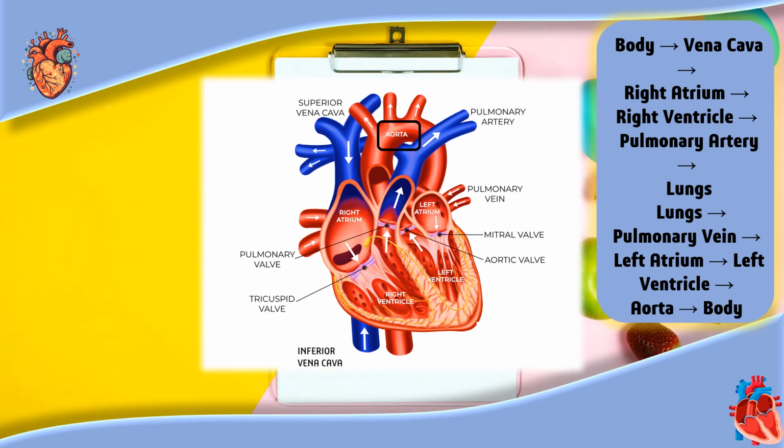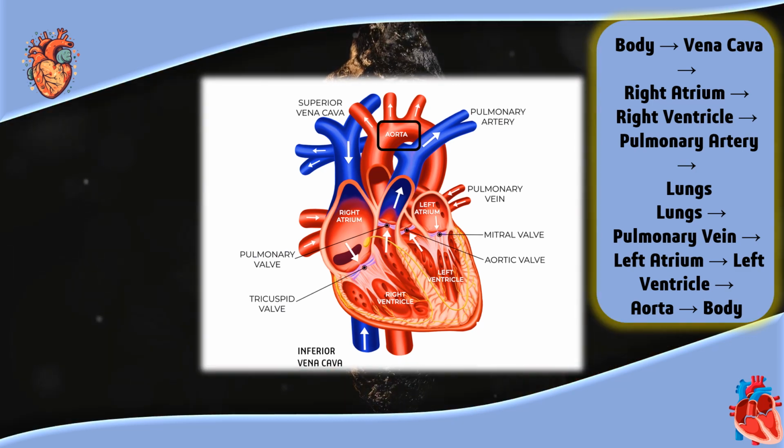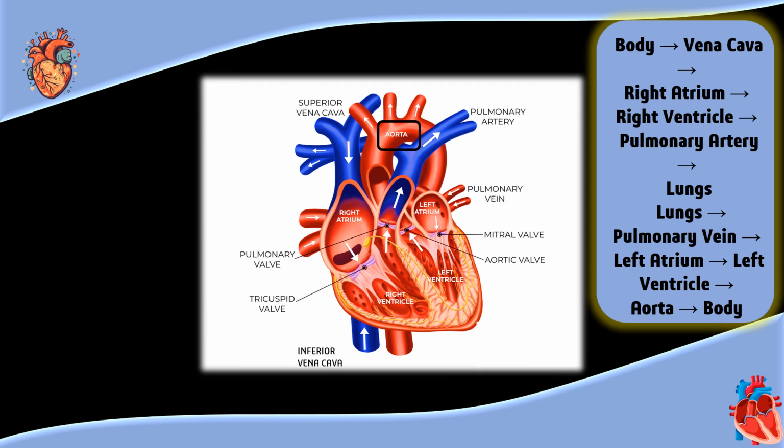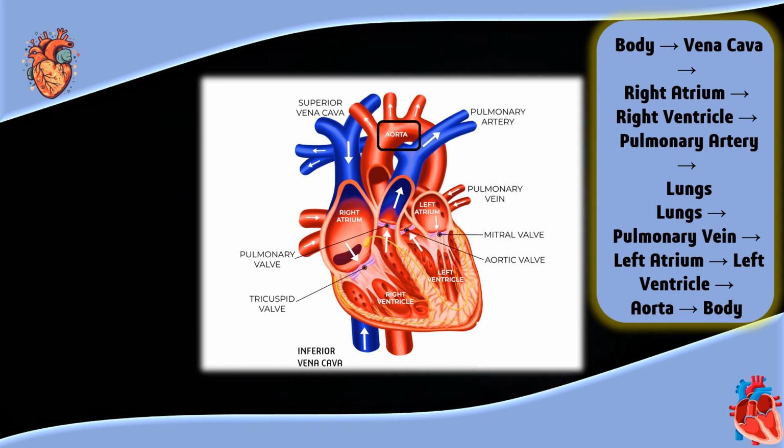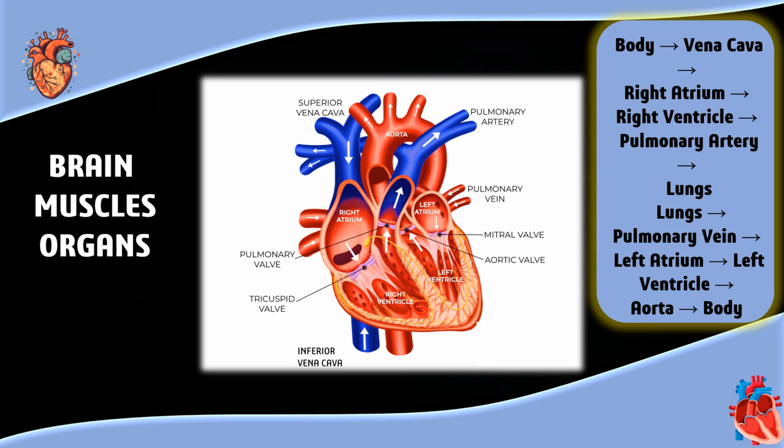The wall of left ventricle is thicker, about 3 times, than that of the right ventricle. This is because the ventricles have a greater workload than the atria, as they pump blood to the entire body, including the brain, muscles, and organs.